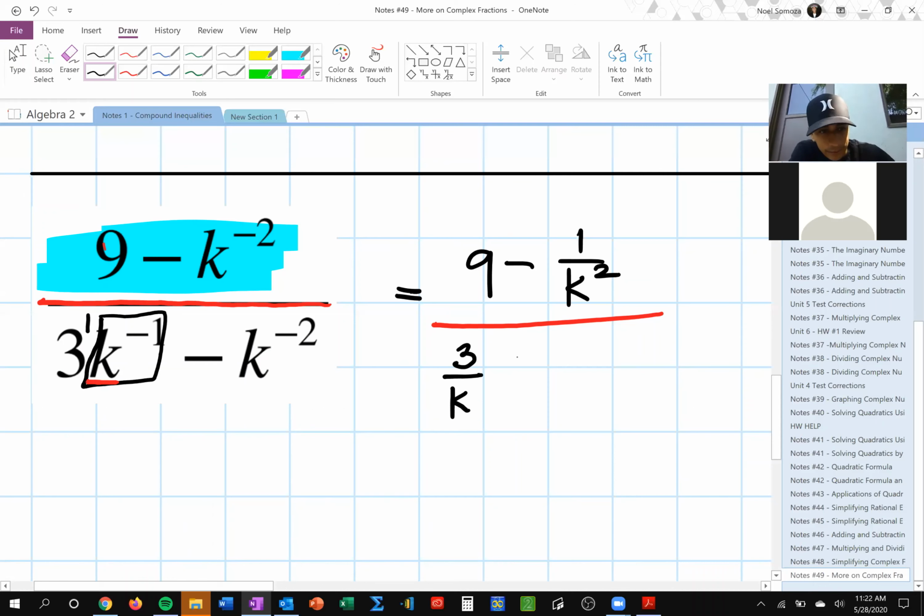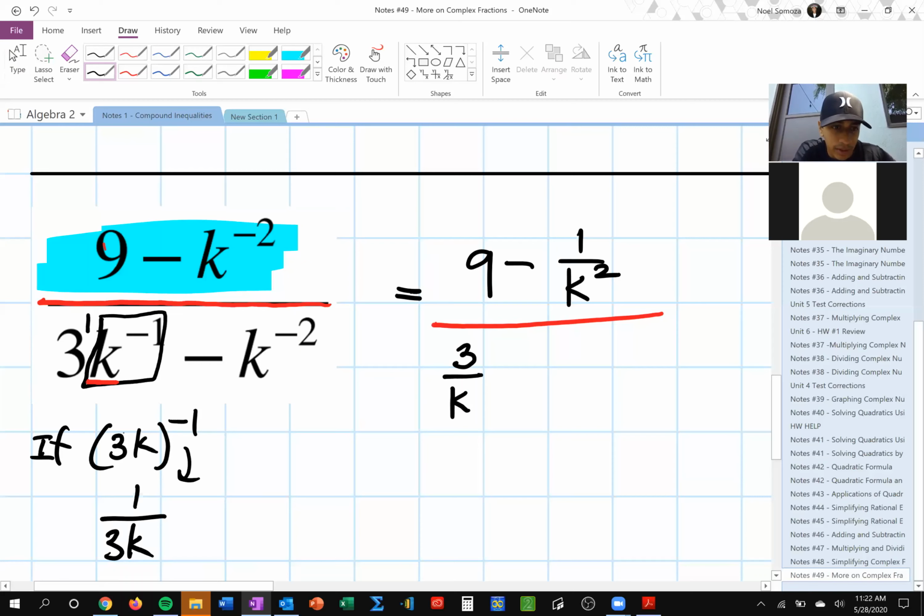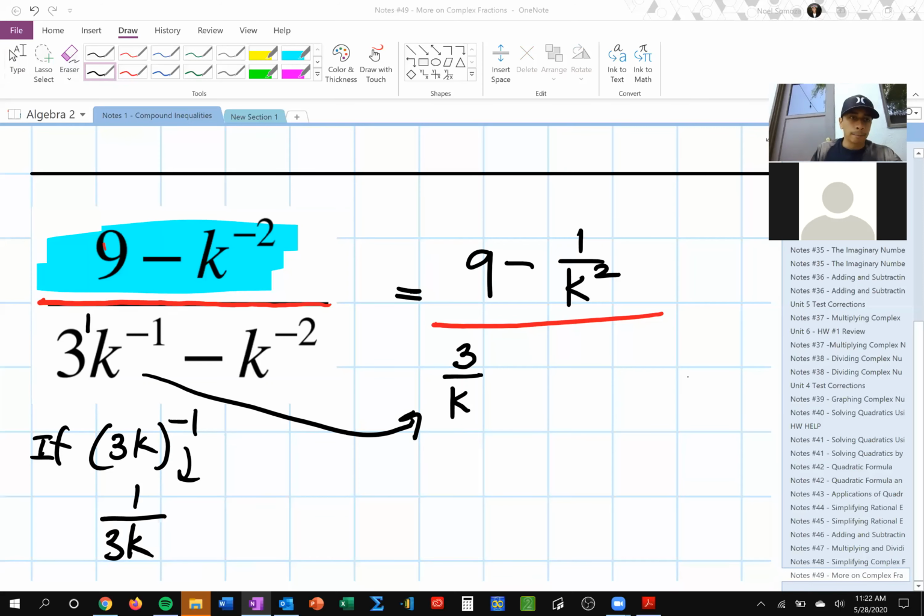All right. Let me just show you, if it was like this instead, then you could correctly say 1 over 3k. Okay, because there the -1 power applies to the whole thing. Okay, but because we don't have that, we only have 3 times k to the -1, then the correct way to rewrite that is over here, 3 over k. Okay, is that clear? Yes. Okay, and then clear. Good. Sounds good.